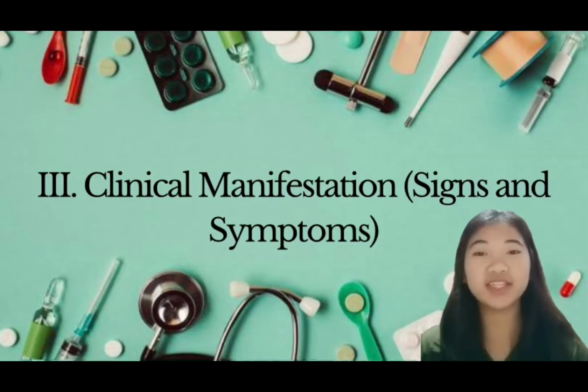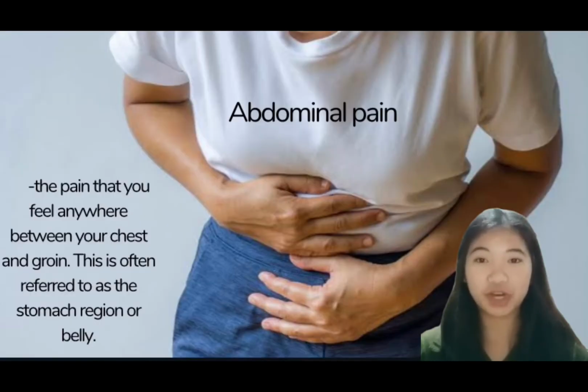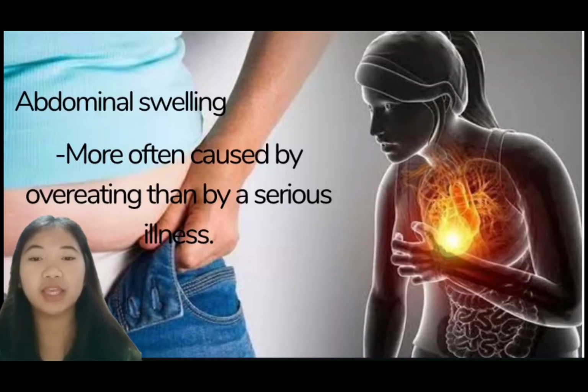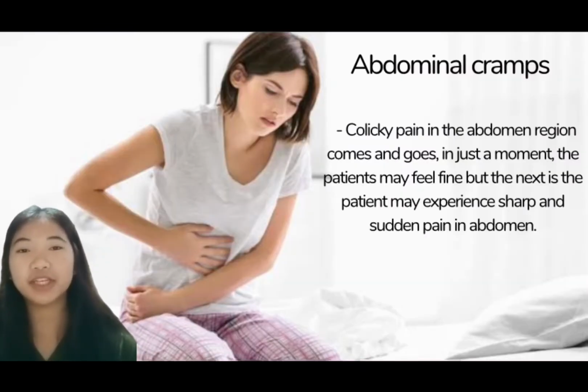The first sign and symptom of abdominal obstruction is abdominal pain. Any discomfort you have between your chest and groin is considered abdominal pain. This is frequently referred to as the belly or stomach area. Second is abdominal swelling. It is often caused by overeating rather than by a serious illness. Third is abdominal cramps. The pain in the abdominal area comes and goes quickly. A patient may feel fine one second and then suddenly feel acute, sudden pain in the abdomen.